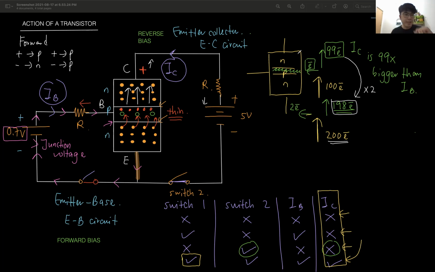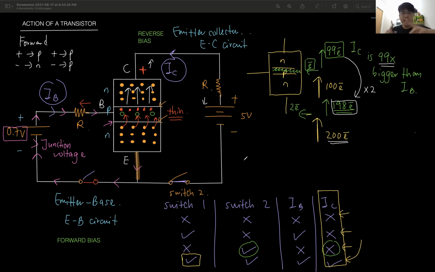Okay, we can say that the current in the wire, the IC, the current coming out from the collector, is the amplified version of the current in the base circuit. It always maintains 99 times bigger, no matter how you change this. Because you double it, it becomes double. You triple it, it triples. Always it maintains 99 times.